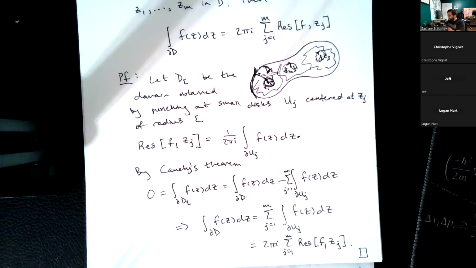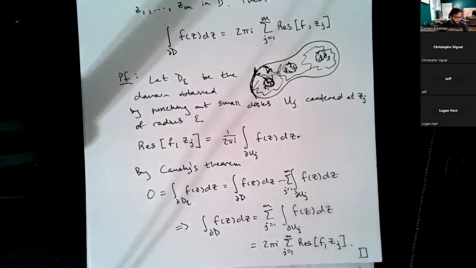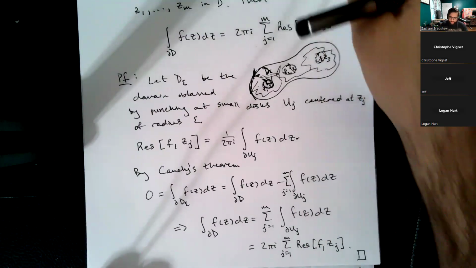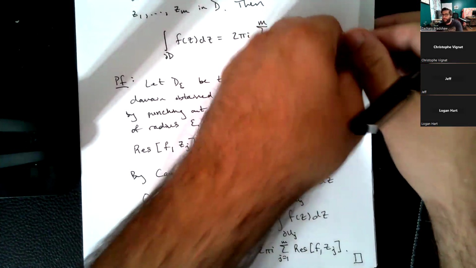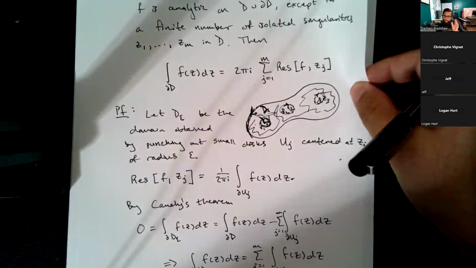All right. So hopefully that was understandable. It's just a simple consequence of Cauchy's theorem, but doing a clever trick where we remove the singularities.